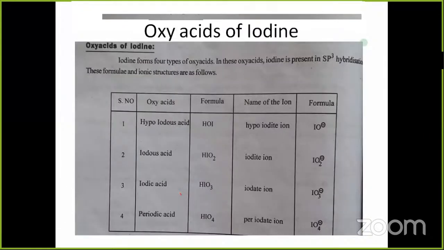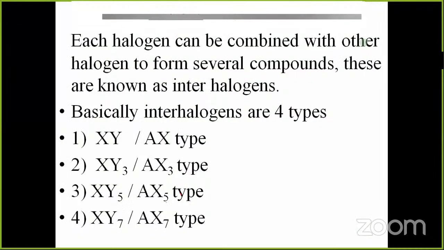And this one, oxyacids of iodine. These are the oxyacids of iodine, similar to chlorous acid. But this one is most important. They are called interhalogens. You have seen it in the syllabus, very important, interhalogens. Each halogen can combine with another halogen to form several compounds. These are known as interhalogens.